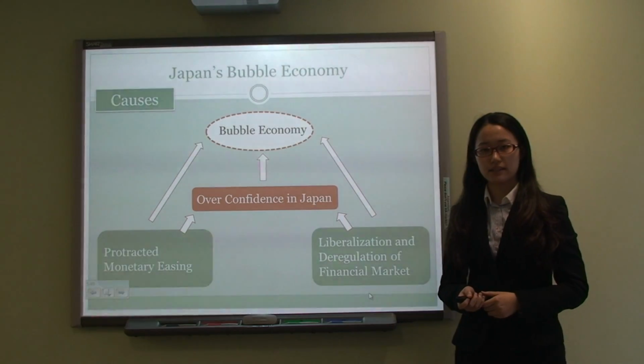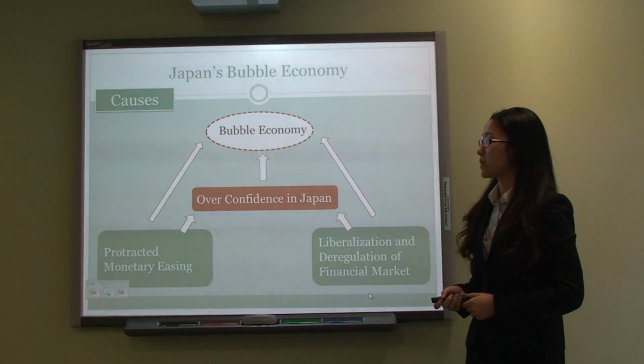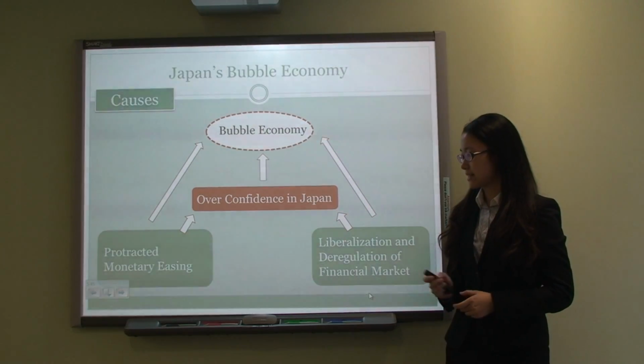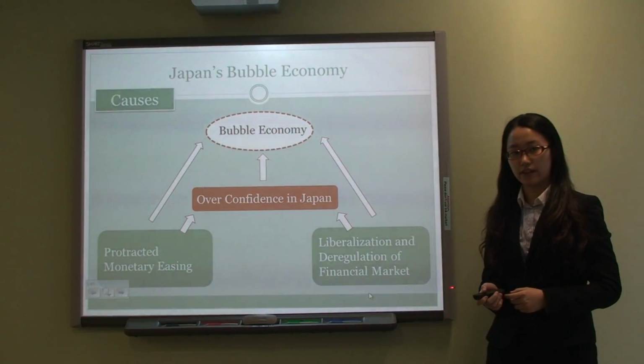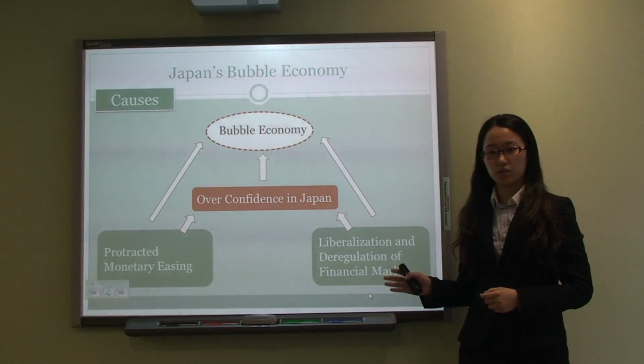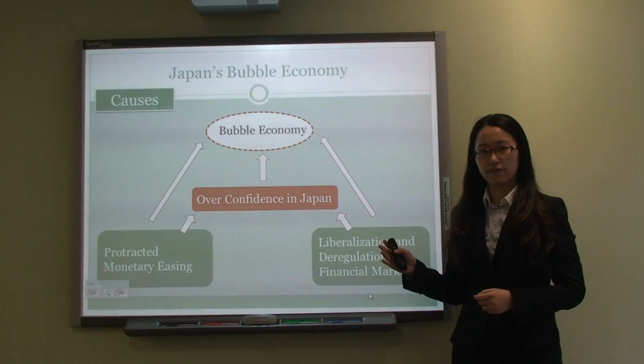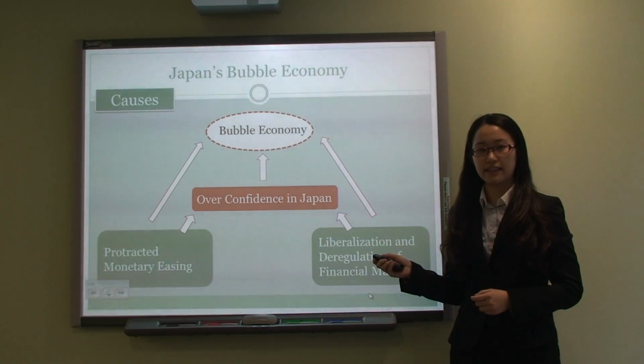Now it comes to the causes of the Japan asset bubble. We mainly focus on two factors: the protracted monetary easing as well as the deregulation in the financial market. The combination of these two boosted the overall confidence in Japan, which gave rise to the bubble economy in the 1980s.